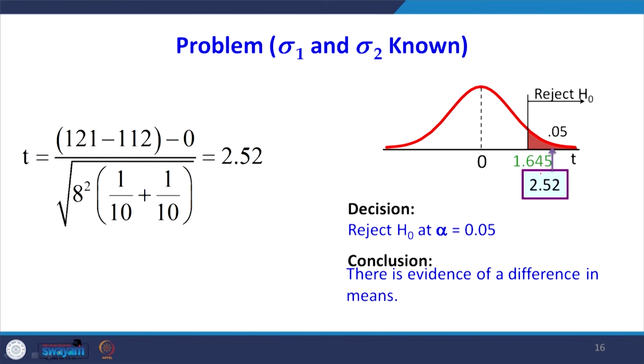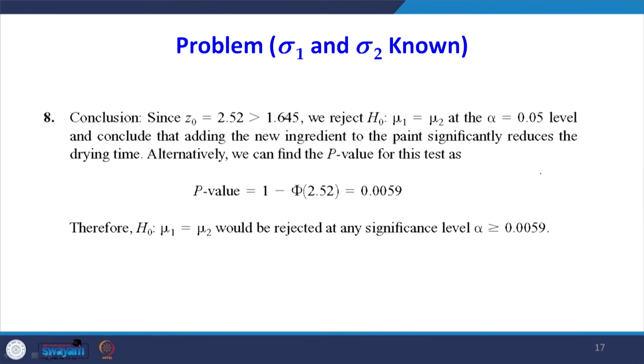The same problem can be done with the help of comparing p values also. So, what conclusion can we have? Since the z calculated, that is 2.52, is greater than 1.645, we reject H naught, that is mu 1 equal to mu 2, at the alpha equal to 0.05 level, and conclude that adding the new ingredient to the paint significantly reduces the drying time. Since we reject the null hypothesis, we accept the alternative hypothesis that says that the new ingredient is reducing the drying time.